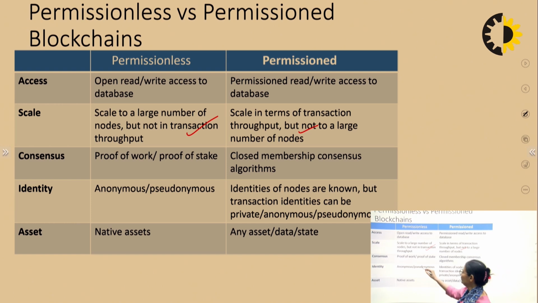On consensus, we have already seen proof of work and proof of stake. Here, the consensus algorithm is generally a closed-membership consensus algorithm. How do we maintain identity? In permissionless, it is anonymous or pseudo-anonymous, whereas in permissioned, identities of nodes are known, but transaction identities can be kept private, anonymous or pseudo-anonymous depending upon the requirement. As for assets, in permissionless they are native assets, whereas in permissioned, any asset, data or state can be stored in the blockchain.